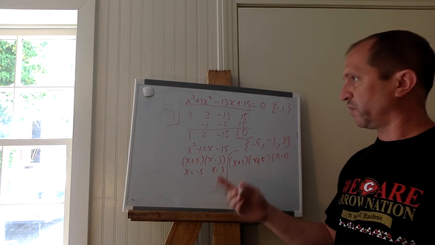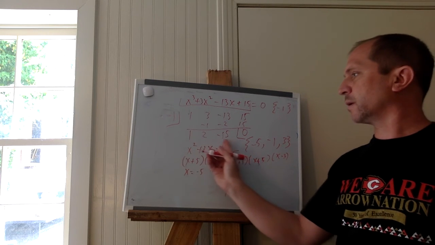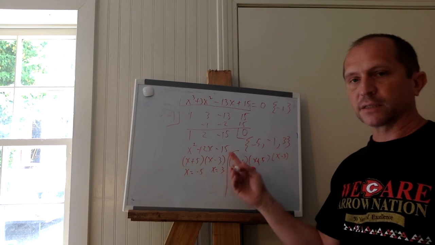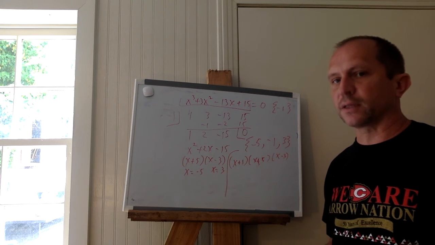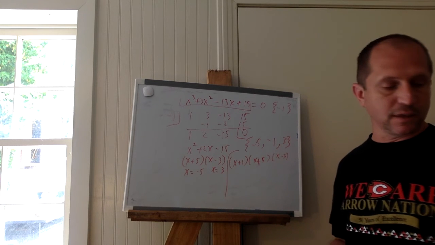A few different things to do with it. When you get down to 3 terms, you've got a quadratic. It's a lot easier to factor a quadratic than to do synthetic division. Or again, use the quadratic formula if you need to.